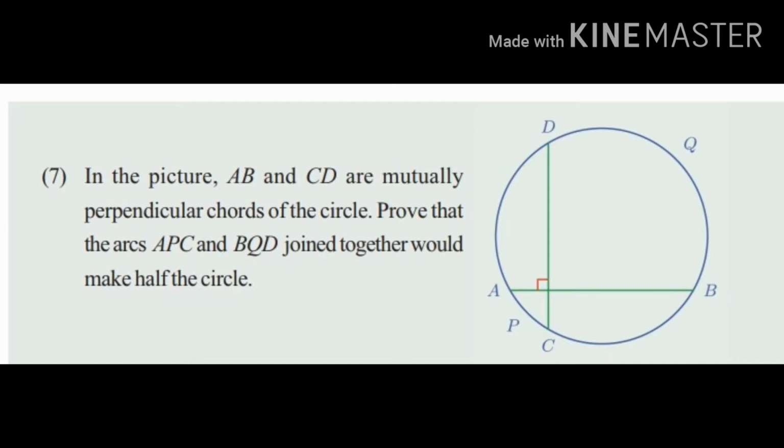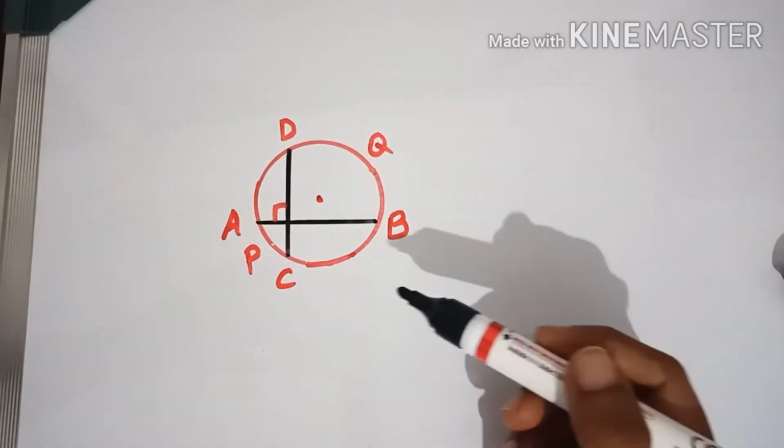Okay. So the question is, in the picture, AB and CD are mutually perpendicular chords of the circle. Prove that the arcs APC and BQD joined together would make half the circle. Okay, this is the question. Let's draw the rough figure, and after that I will explain the question. So this is a rough figure.